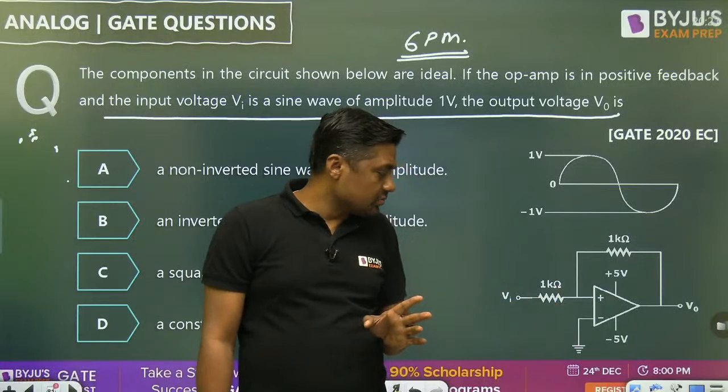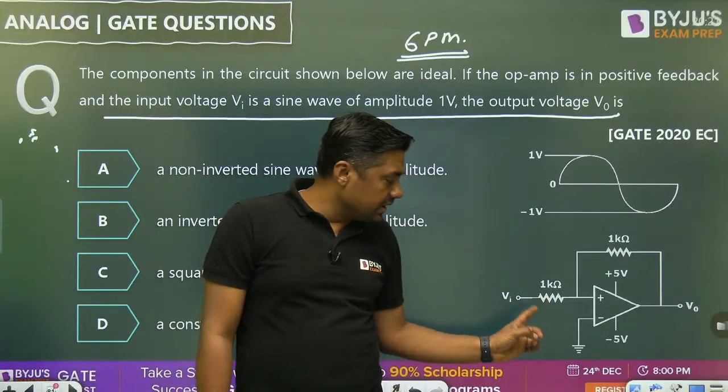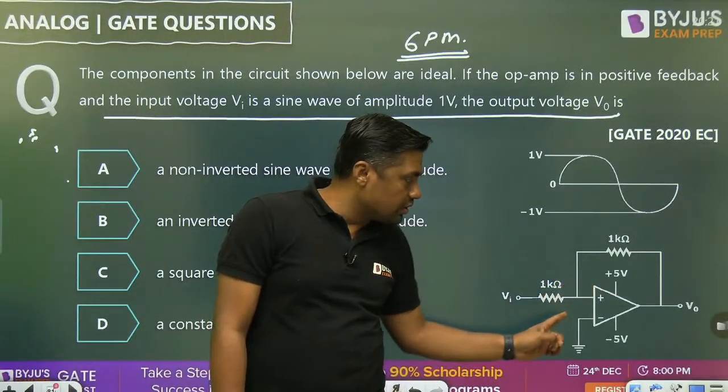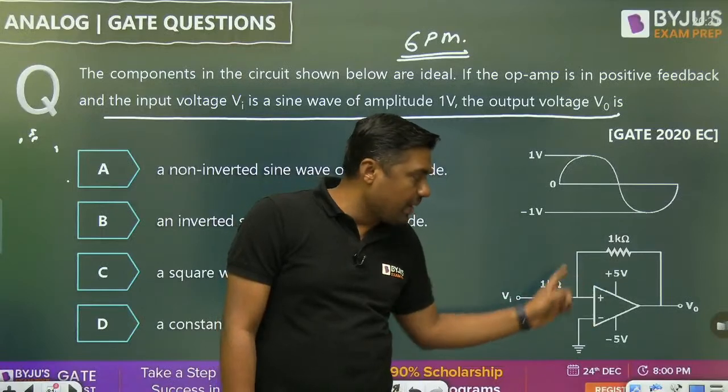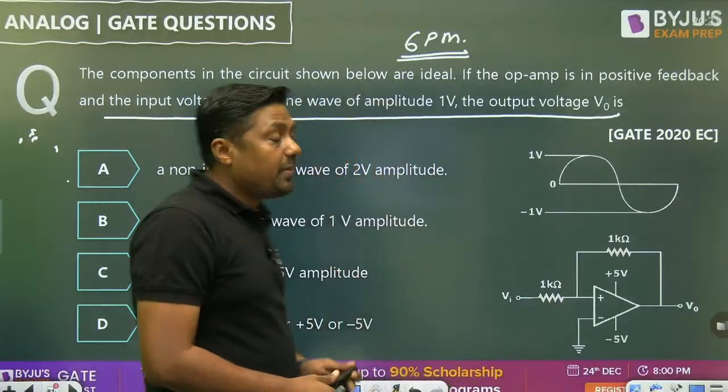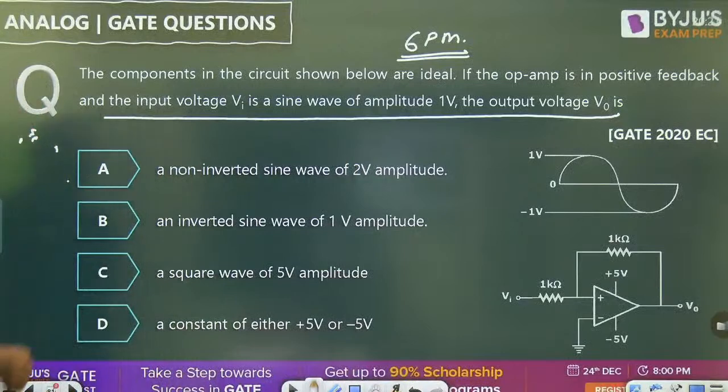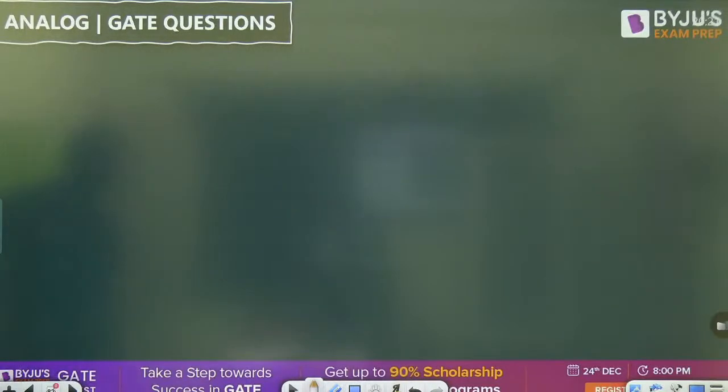Symmetric trigger circuit. Actually it is a symmetric trigger circuit. Here we are giving the Vi, 1 kilo ohm, 1 kilo ohm. We are connecting the positive feedback. Positive feedback is there. So non-inverted sine wave wrong and inverted sine wave wrong. Now we are going to get the two answers, square wave or what? A constant value. What about this diagram?